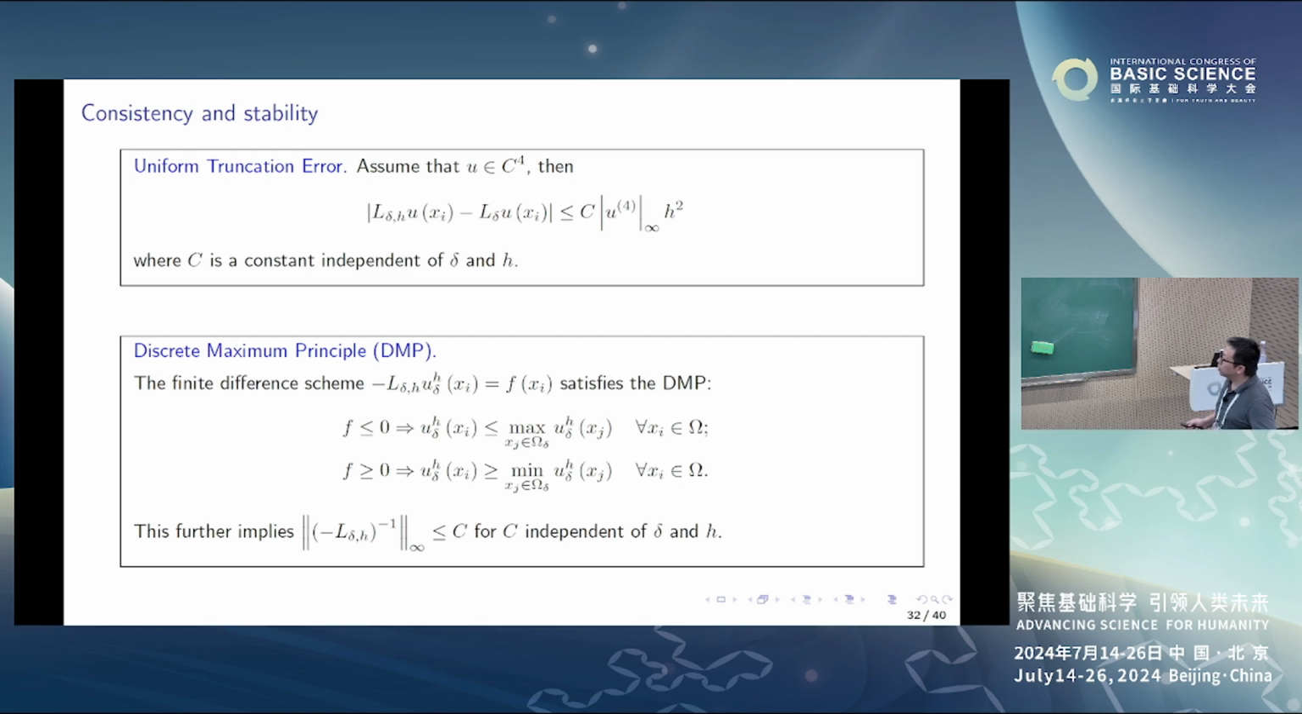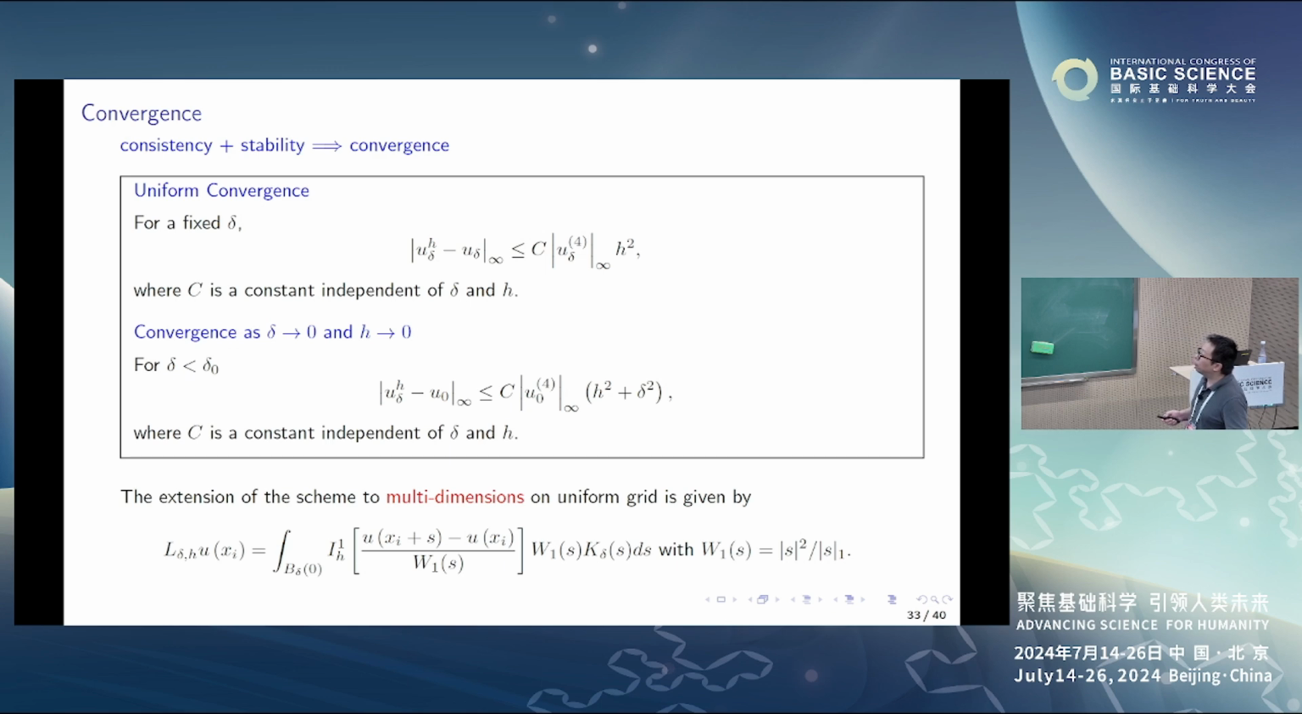Okay, so this numerical scheme satisfies the maximum principle, and this further implies the scheme is stable. So that means the inverse of this operator in the L infinity norm is bounded by a constant C, which is independent of delta and H, right? Then combine this consistency with the stability, we can have the uniform convergence. So if you fix the delta, then the scheme is second order in H. And this constant C is independent of delta and H.